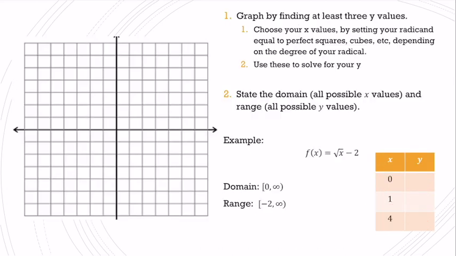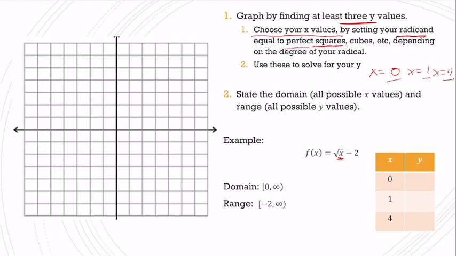So when we're graphing a square root function, you need to graph by finding at least 3 values. So you need to find at least 3 y values. Be really careful in how you choose your x values, okay? You want to set up your radicand, that's what's under the radical, to be equal to perfect squares, if you're taking the square root. So I would say x equals 0, x equals 1, and x equals 4. These are the first 3 perfect squares, okay? We will do an example with cubes later on in this slide.